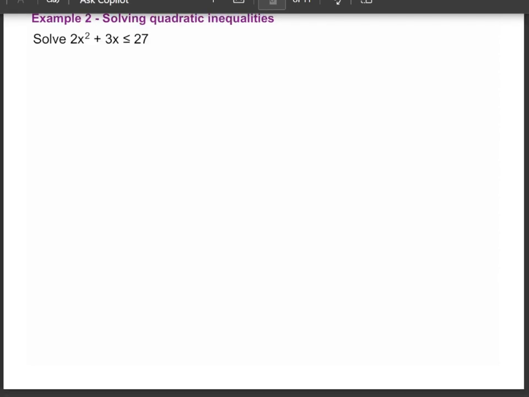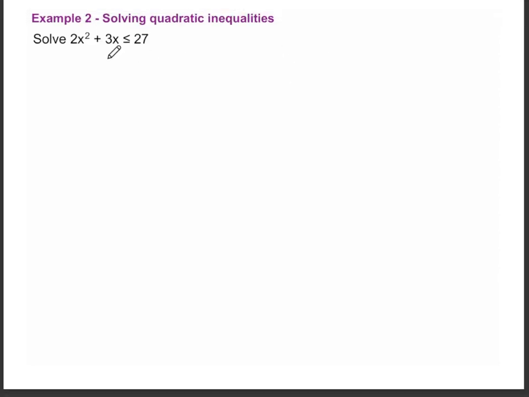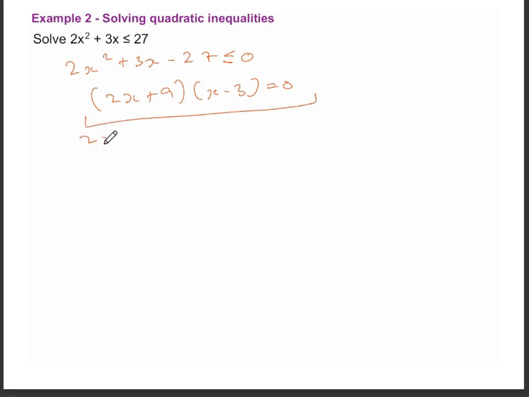Let's do another example where 2x squared plus 3x less than or equal to 27. Again, we could start off by sketching the curve. So 2x squared plus 3x minus 27 less than or equal to 0. We can start off by sketching it. And for that, we equate it to 0, right? And we can factorize this. I'll just do it quicker. So 2x plus 9, x minus 3 equals 0. That's factorizing it and equating it to 0. This just means 2x plus 9 equals 0 and x minus 3 equals 0. This would give us x equals negative 4.5 and x equals 3.